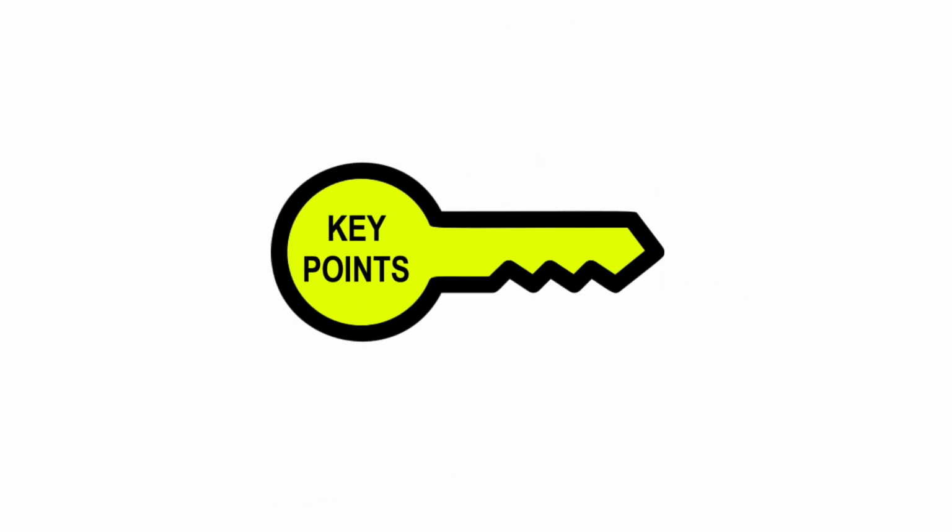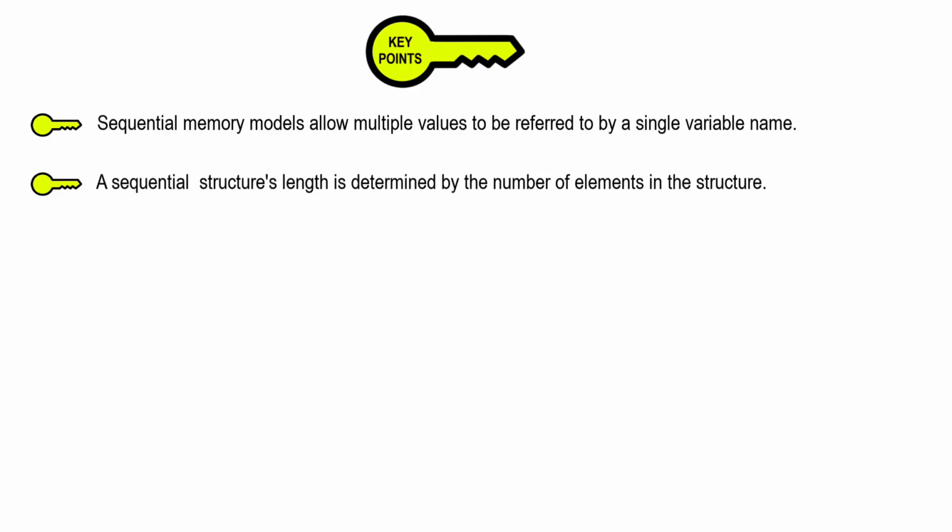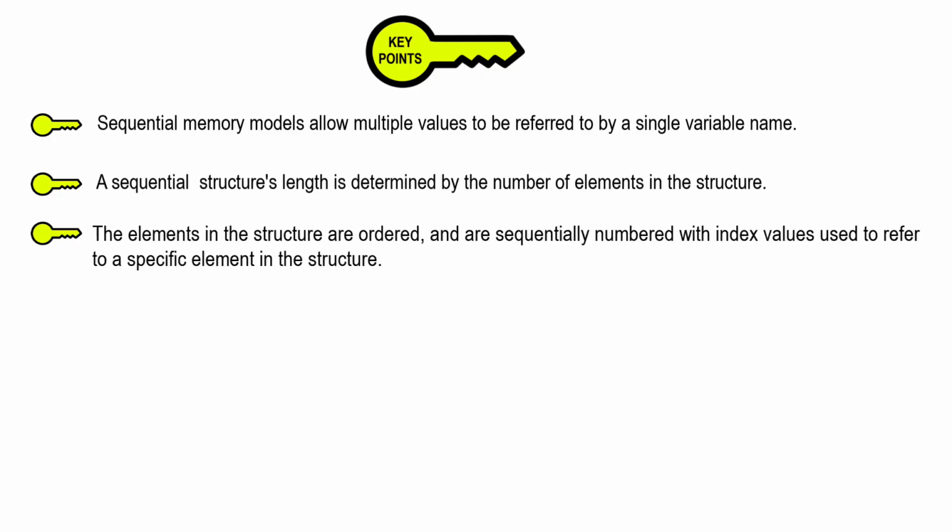Let's review the key points. Sequential memory models allow multiple values to be referred to by a single variable name. A sequential structure's length is determined by the number of elements in the structure. The elements in the structure are ordered and are sequentially numbered with index values that are used to refer to a specific element in the structure. Take care not to use index values that are out of bounds, that is less than the lowest index or greater than the highest index, as it will crash your program.